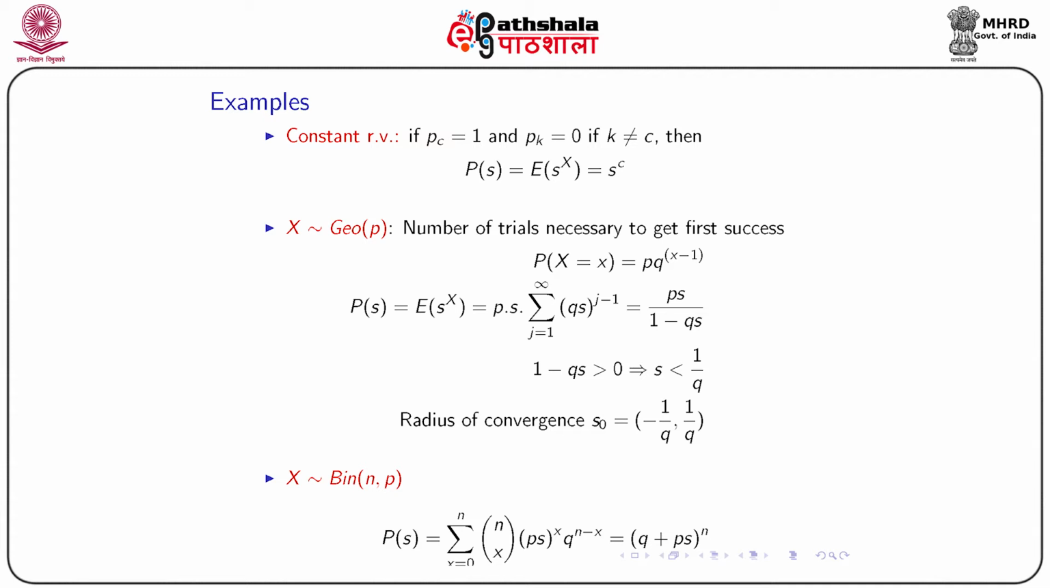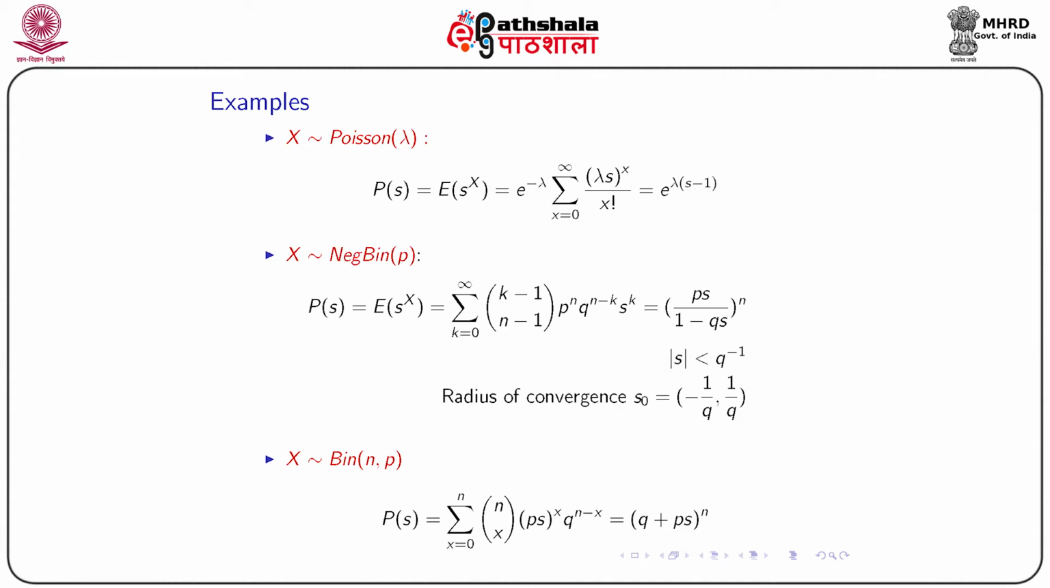Similarly, if I consider a binomial distribution, x follows binomial n, p, then Ps can be written as the sum over x from 0 to n of n choose x, p to the power x, q to the power n minus x, into s to the power x. Now you can club p and s together, then this will be nothing but (q plus ps) whole to the power n. So this is the form of the probability generating function of a random variable x, where x follows a binomial distribution with parameters n and p.